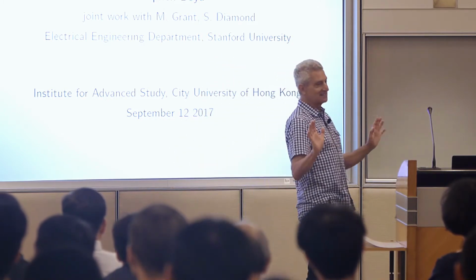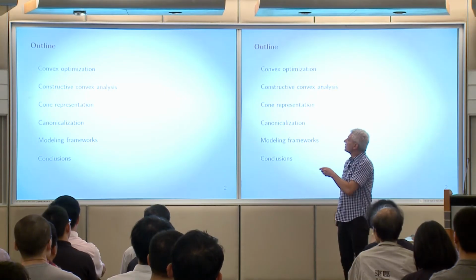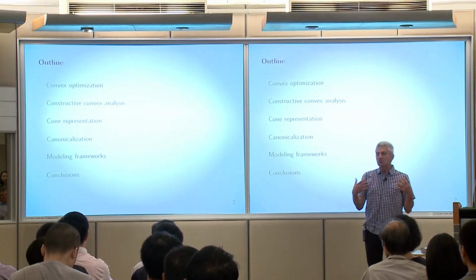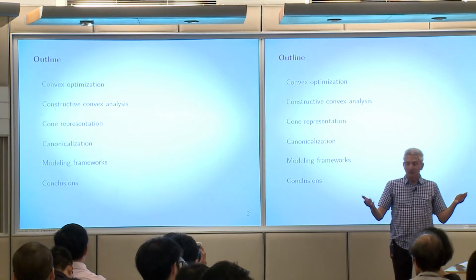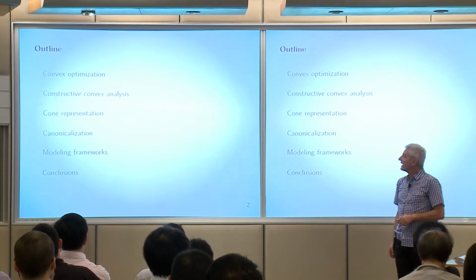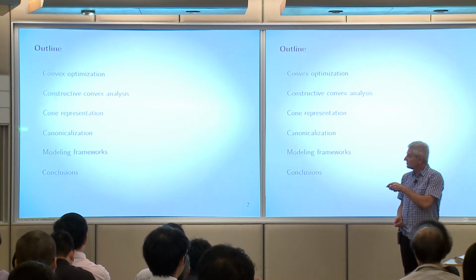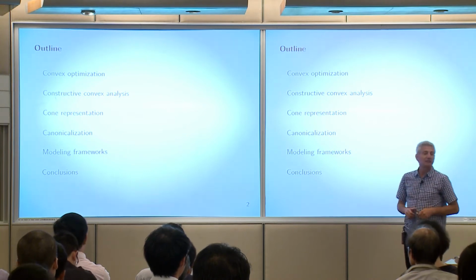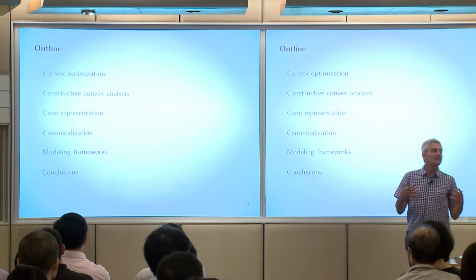So that's today's talk, and it's going to be mathematical at points. I'll start with a quick overview of what convex optimization is, and then we'll get into constructive convex analysis, which is the question of how you know if a function is convex. Then I'll talk about cone representation, which is the key trick behind how things like CVX work. Then I'll tell you exactly how it works. It's very simple, actually. That's canonicalization. And then we'll talk a little bit about modeling frameworks. So these will be the ideas, the mathematics, and then the software implementations.